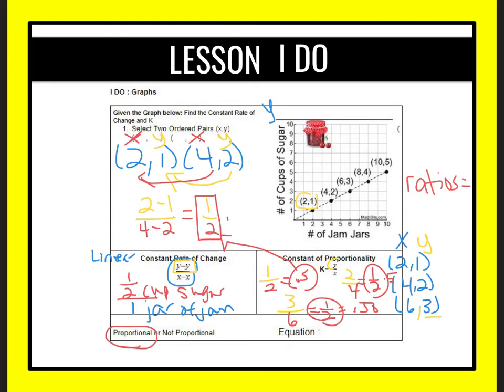Another thing I want to point your attention to is, am I going to have any sugar if I have 0 jams to make? No, right? 0 jam jars, 0 sugar. So when you see that your graph has the ordered pair of 0, 0, this is a nice indicator as well that you're going to have a proportional situation.